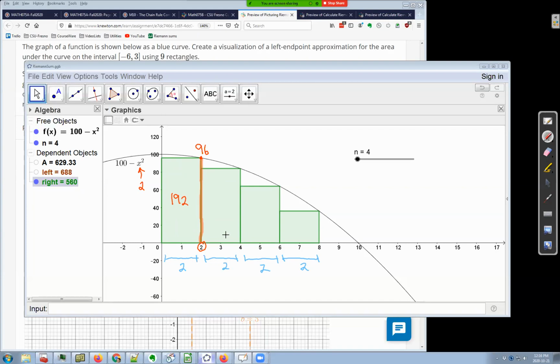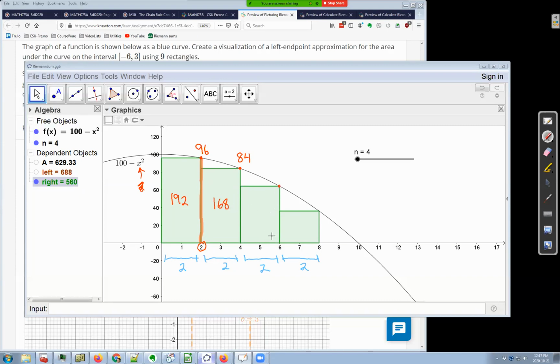And I can do the same thing for the second rectangle. I know the base of the second rectangle, but now I need to know the height. From looking at the picture, you can see that you get the height by putting the number 4 into the function. If I put 4 into this function, then I get, don't tell me, 84. So the base of this rectangle is 2, and the height is 84. So this area is 168.